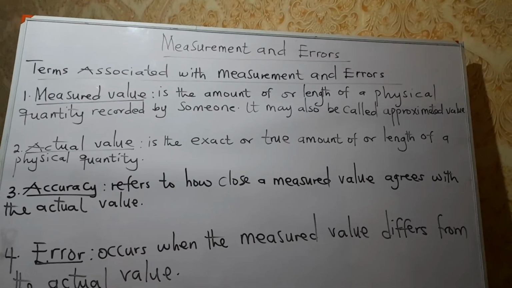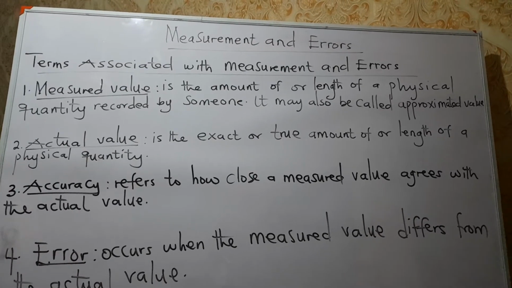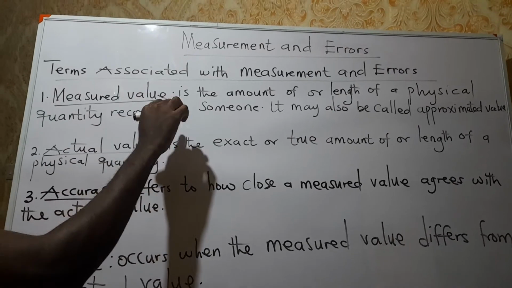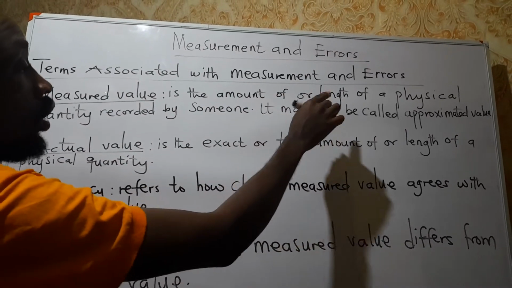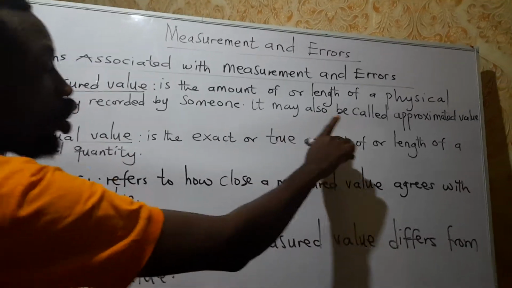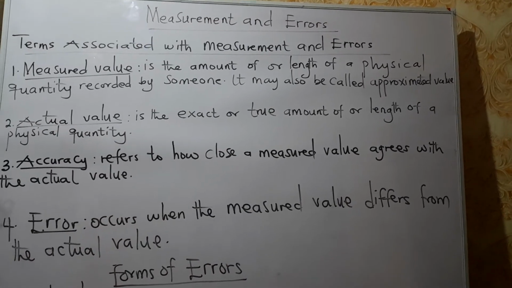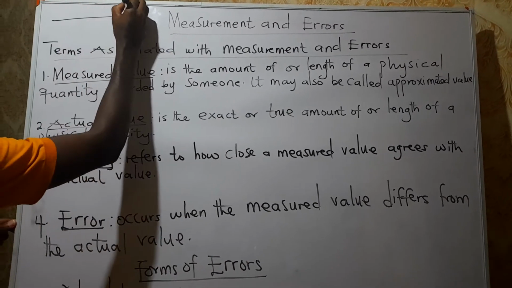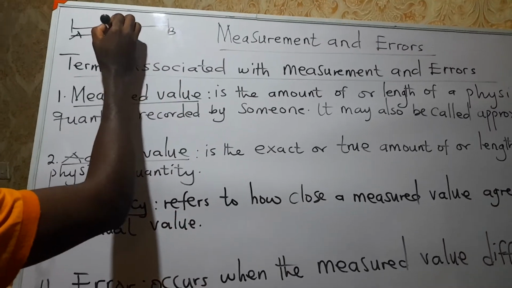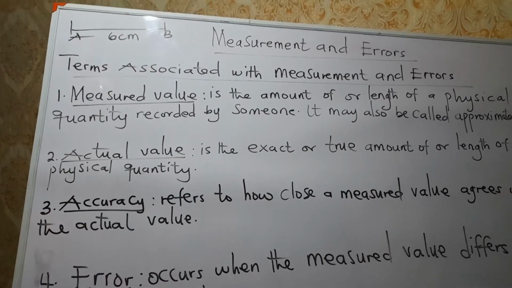So let's look at some terms that will play a very significant role in our understanding of measurement and errors. The first one is measured value. Measured value is the amount or the length of a physical quantity recorded by someone. It may also be called approximated value. So if we measure a line, let's say AB, and when we measure this line, we get 6 centimeters, then our measured value is 6 centimeters.